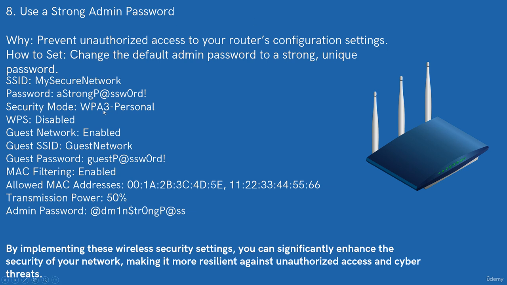So the SSID is secure my network. This is just an example. The password is a strong password with two uppercase letters, a special character, a 0 and an exclamation mark. Security mode is set to WPA3 personal. WPS is disabled. Guest network is enabled. SSID for guest network is guest network. Guest password is guest password, and MAC filtering is enabled. Allowed MAC addresses: there are 2 MAC addresses, for example. The transmission power is 50%, and the admin password is filled with special characters, so it is changed.